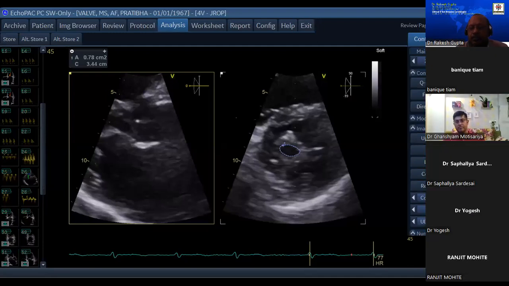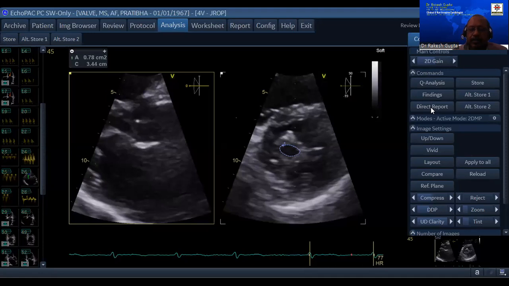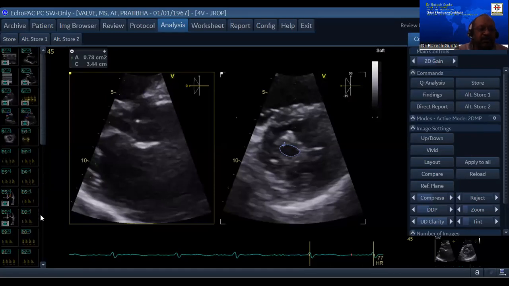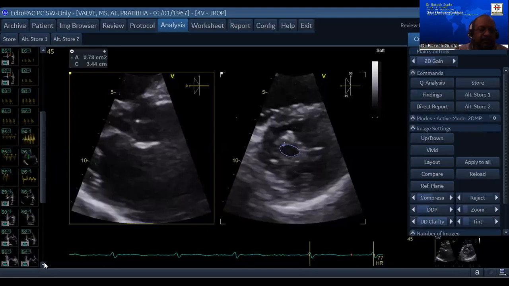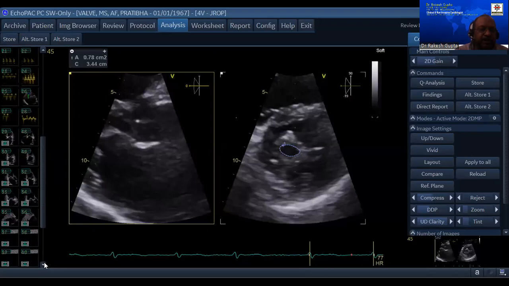We have checked, sir, area by pressure half time and area by planimetry. We have already done that. We look for tricuspid regurgitation now. As somebody said in the beginning, so we start looking for tricuspid regurgitation. So what do we look for in tricuspid regurgitation? Evidence of raised pulmonary artery pressures.